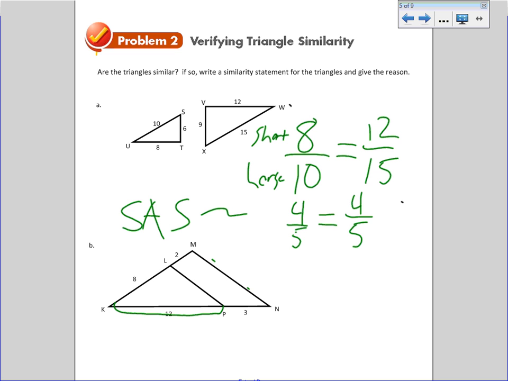Remember, we are not proving congruency. We are proving similarity. They're similar triangles with different proportions, larger and smaller. But they're similar, meaning that their angles are going to be the same.